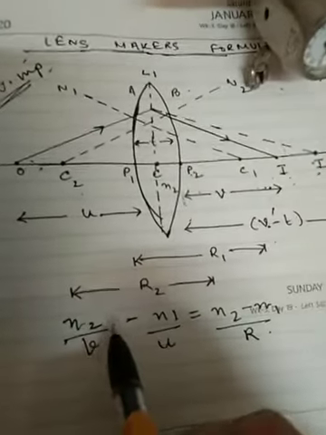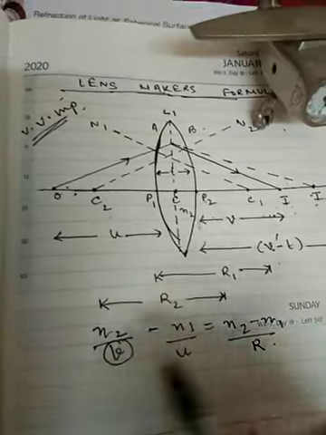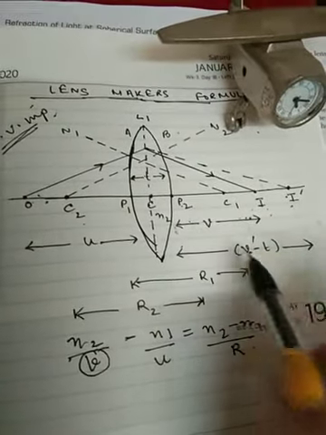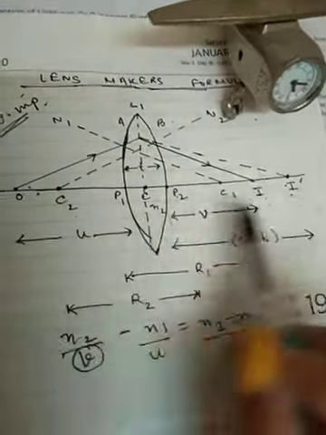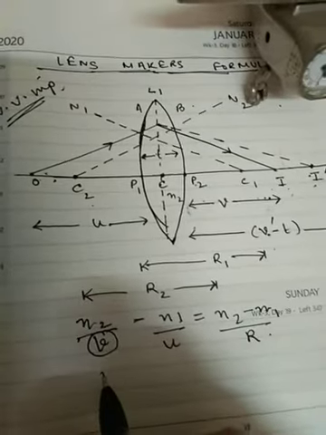So in place of this V, we substitute the value of the image distance, which is V dash. Now V dash is the total image distance, girls. So this will be N2.